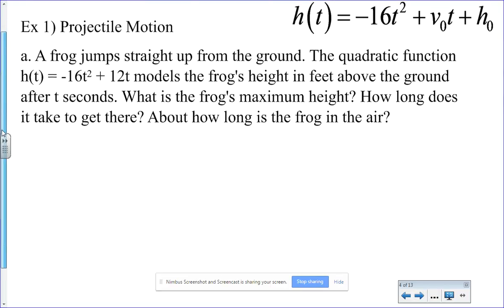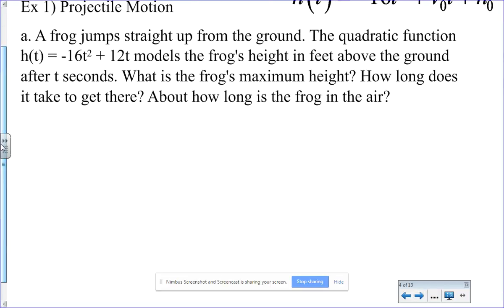So for the first problem here, a frog jumps straight up from the ground. The quadratic function h of t equals negative 16t squared plus 12t models the frog's height in feet above the ground after t seconds. What is the frog's maximum height? How long does it take to get there? And about how long is the frog in the air?